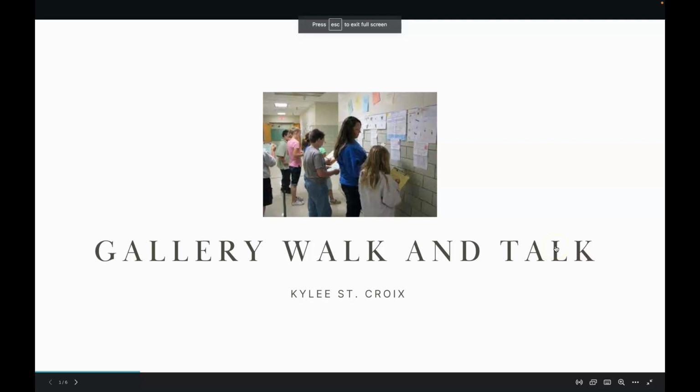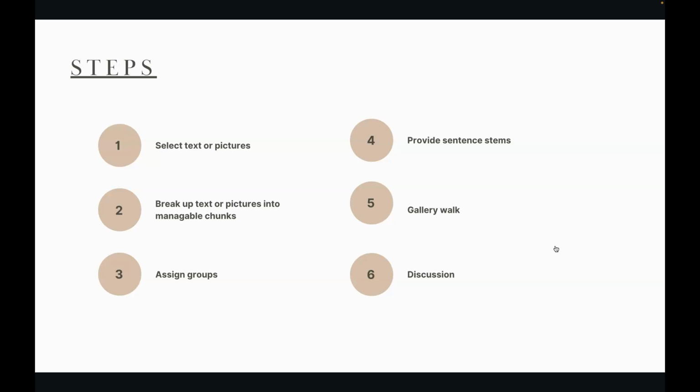My strategy was gallery walk and talk. There are several steps to this strategy. The first one is to select text or pictures. You have to group them into manageable chunks that can be accomplished in just a couple minutes, because you don't want the gallery walk to last too long, otherwise the students will get bored.